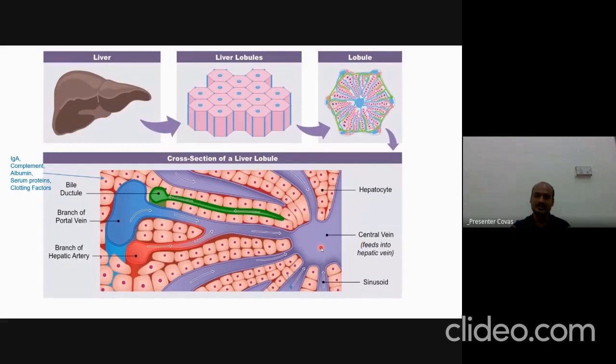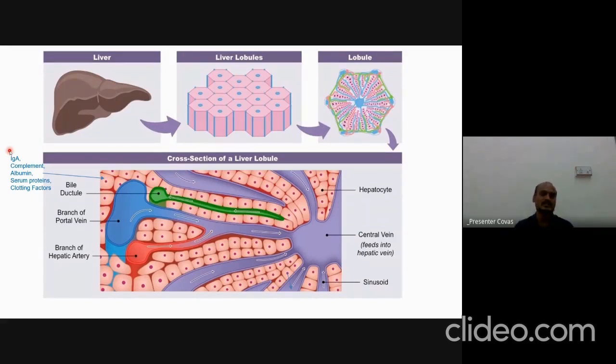And we have sinusoids. The vein and artery empty into the sinusoid, and all these nutrients go towards this central vein, which goes toward the aorta and reaches the heart, and nutrition to all body components will be there, right? And in this blue color we can see IgA synthesis, secretory antibody synthesis. It is needed for mucosal immunity.